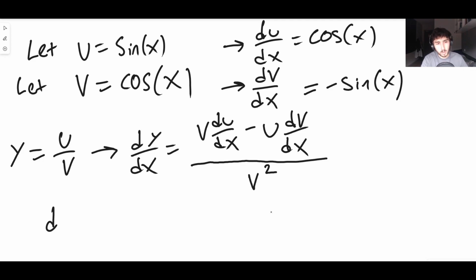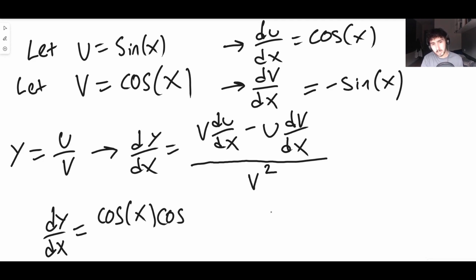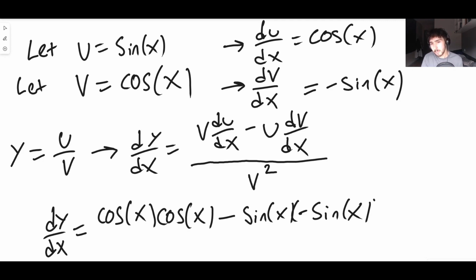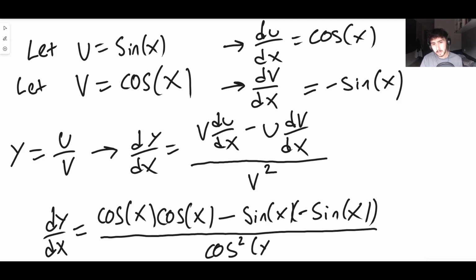Okay, so that means that dy dx, in this case, this is going to be the derivative of tan x, is just exactly this. So v is cos x, so there's our cos x going in there. Multiplied by du dx, that's also cos x, so it's going to be cos x times cos x, minus u, which is sine x, multiplied by dv dx, that's minus sine x. So they're going to multiply together there. And it's all being divided by v squared, which is just cos squared x. Okay, lovely.